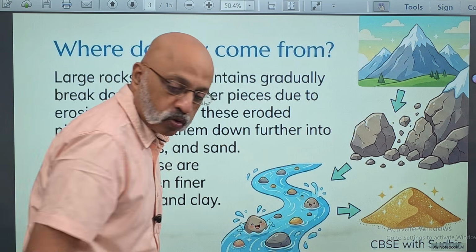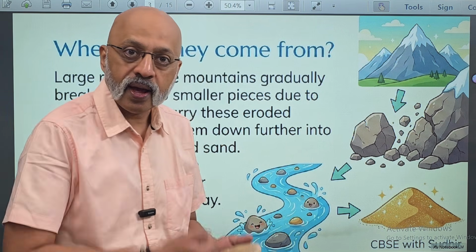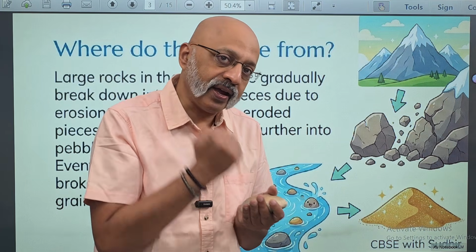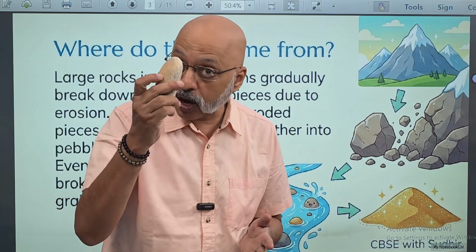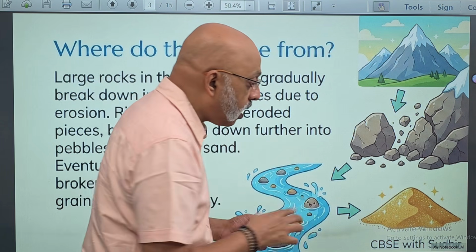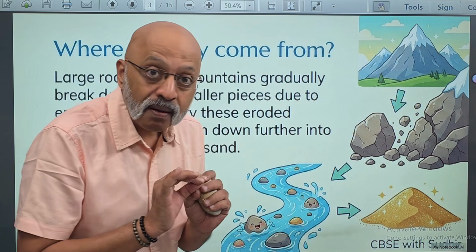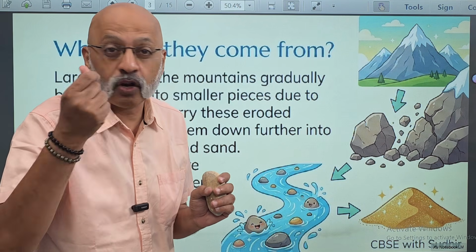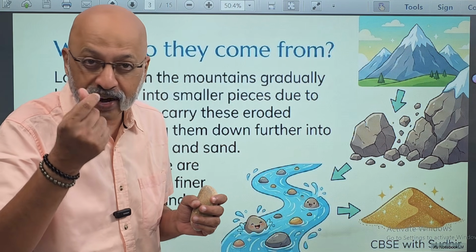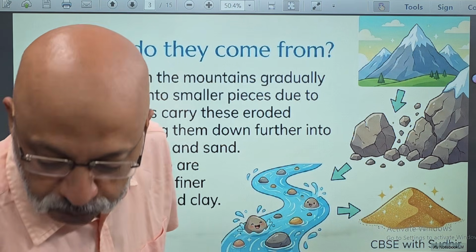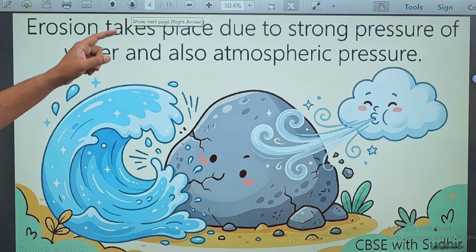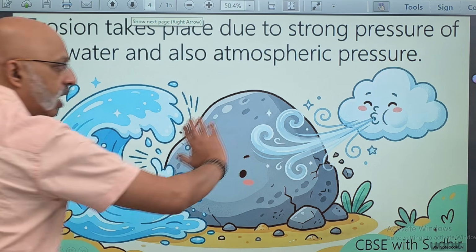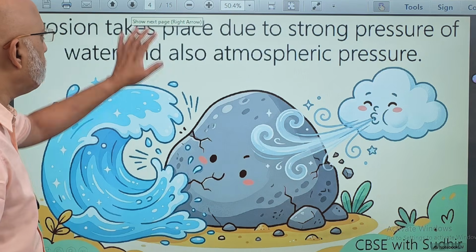So suppose I sit down today, and with a hammer, I keep breaking it. I may have to spend an entire day. But at the end of 24 hours, it's quite possible that this particular stone may become completely small grains of stone, right? Small mitti ke pieces, it would actually become. So, erosion takes place due to strong pressure of water and also atmospheric pressure. As I said, it could be because of water, it could be because of atmospheric pressure.